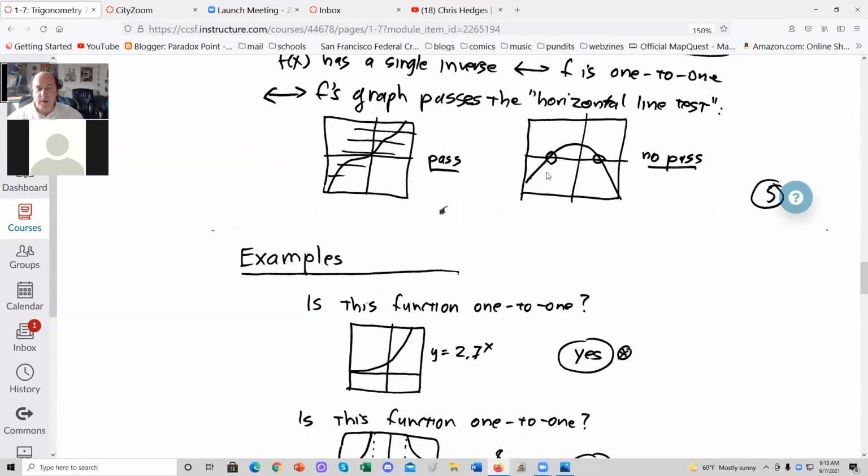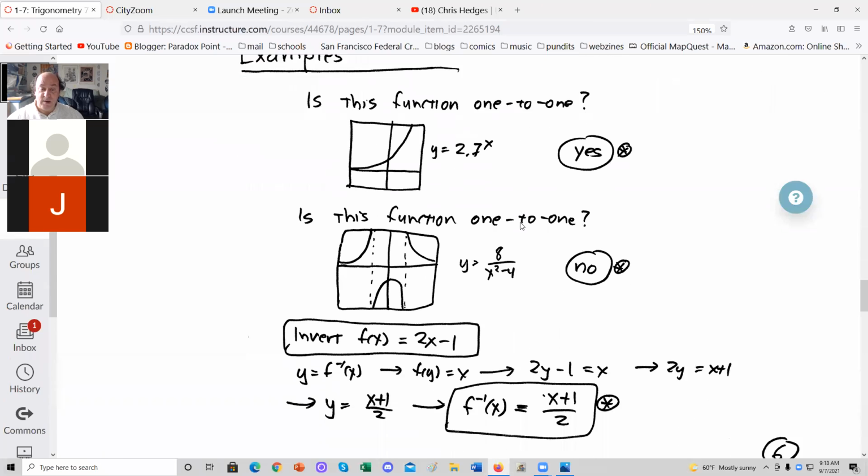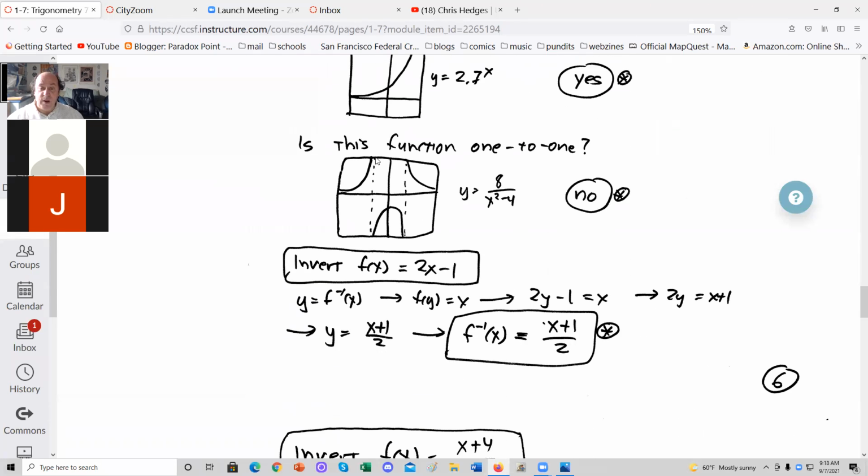All right, so some examples. Here's a graph of y equals 2.7 to the x. Is it one-to-one? Yes. Therefore, it has an inverse known as the natural logarithm. We'll see about that later. Here's a function. Is it one-to-one? No, it is not, because this horizontal line will meet it twice. This horizontal line will meet it twice. No good. So it does not have a unique inverse.